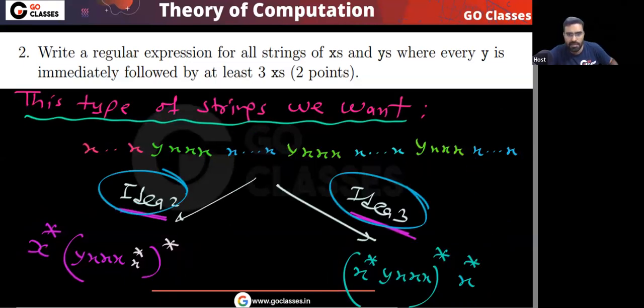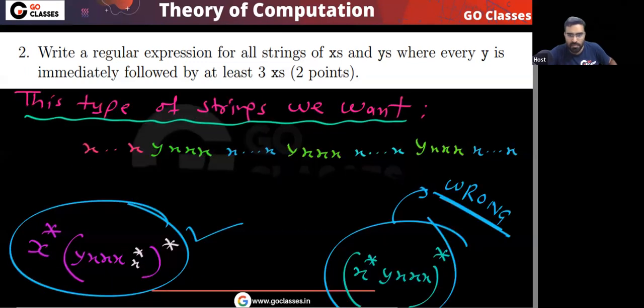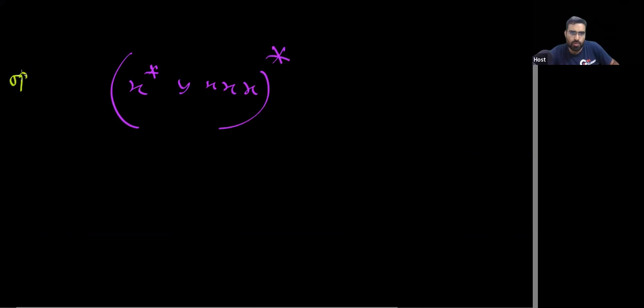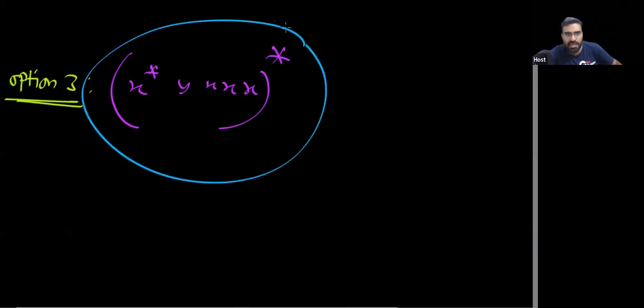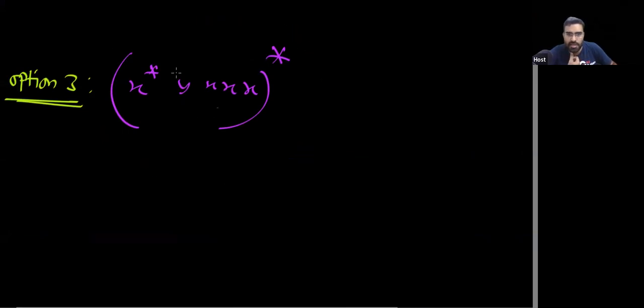Okay. But anyway, tell me one thing. If you see this option, in the exam, if they give you this option as your option number 3, then can you eliminate this? Let me assume this is option number 3. Can you eliminate this? Yes, you can easily eliminate. How will you eliminate this?